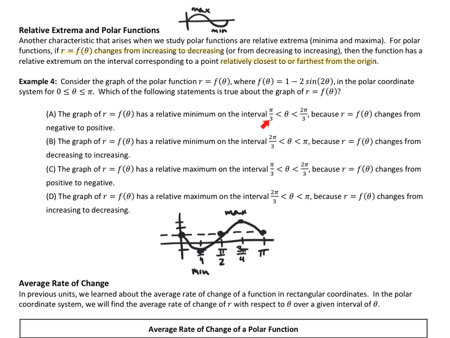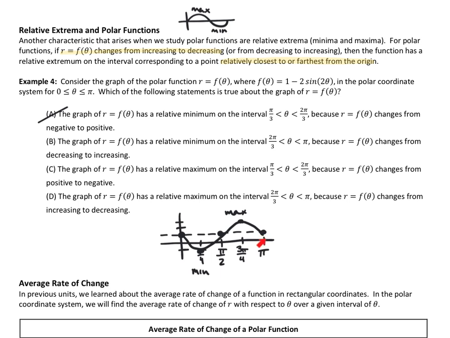Is pi over 3 bigger or smaller than pi over 4? Bigger, which means it would be like here. Is our minimum on the rectangular graph between pi over 3 and 2 pi over 3, which is here-ish? Isn't our minimum back? Okay, so we have to eliminate that one because it's not even the correct interval, because pi over 3 is bigger. Letter B says the graph of r equals f of theta has a relative minimum on the interval from 2 pi over 3 to pi.